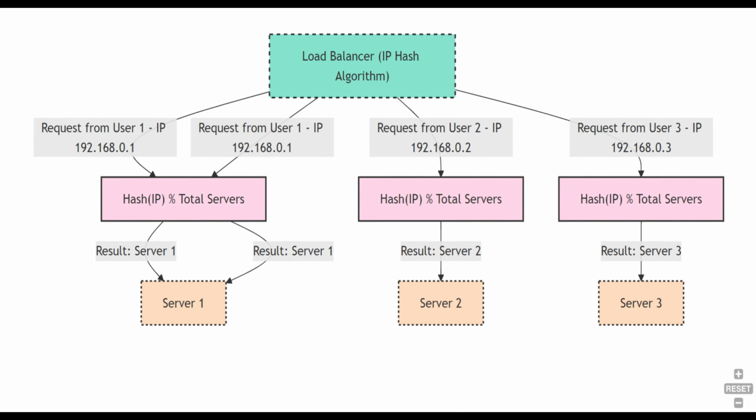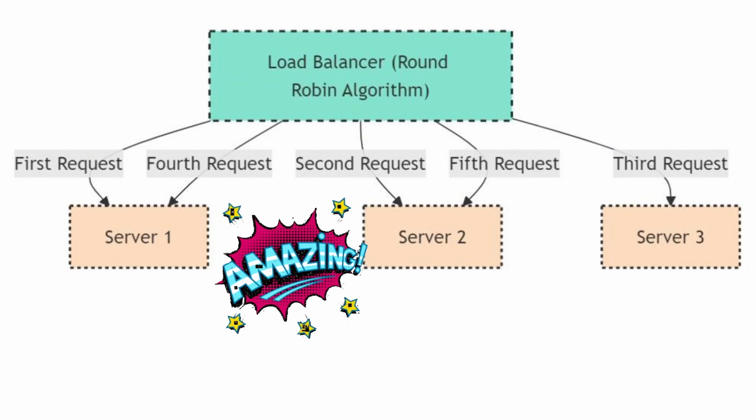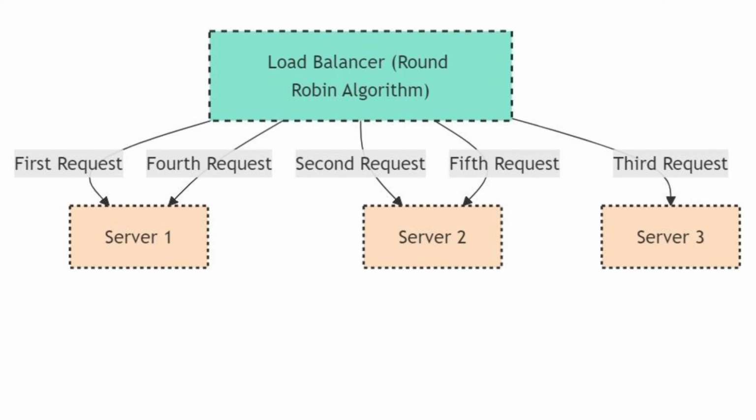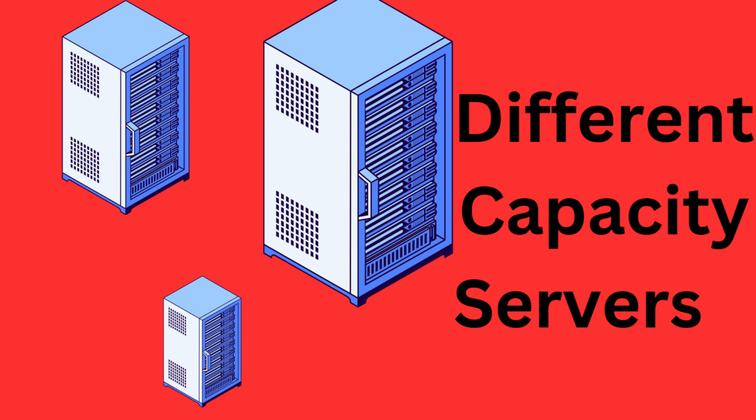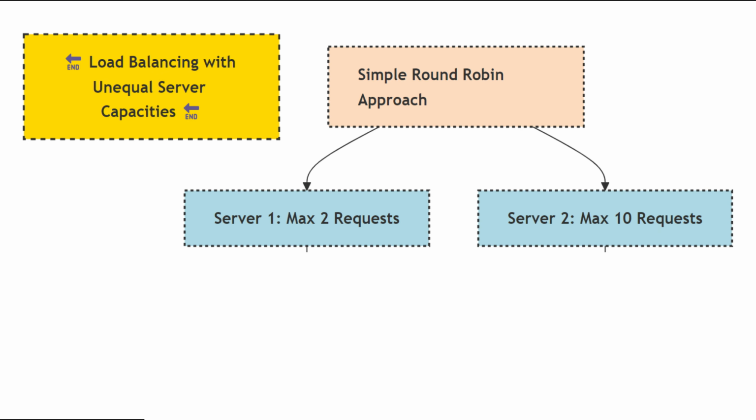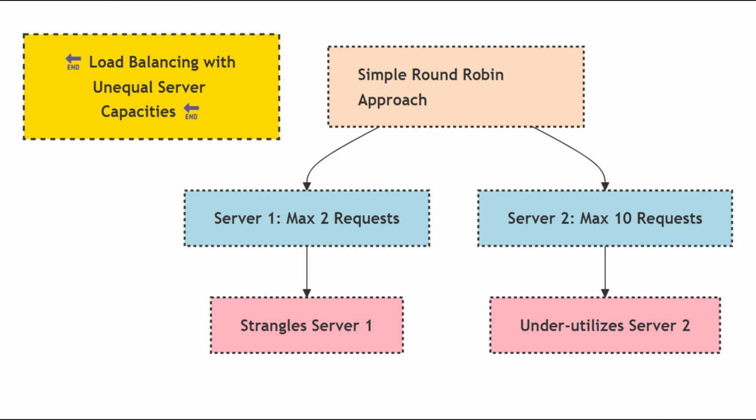Now, remember the round robin algorithm? By the way, which is amazing because it evenly distributes the load. But suppose your servers are not of the same capacity. Servers are of different configuration, different RAM, CPU, disk space. Let us say your first server can take a maximum of 2 requests, but your second server can take up to 10 requests easily because it has more resources available. So in such scenarios, do you think the simple round robin is sufficient enough? It will strangle the first server up to its maximum, but will underutilize the second server, which can actually take up more requests. So what could be the solution to this?